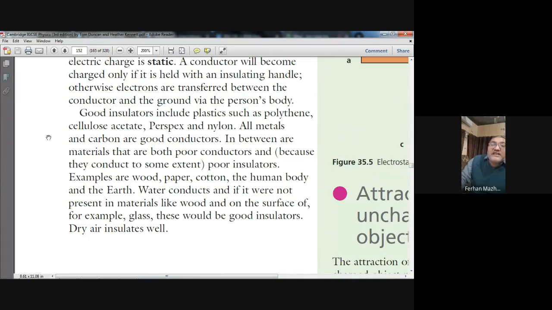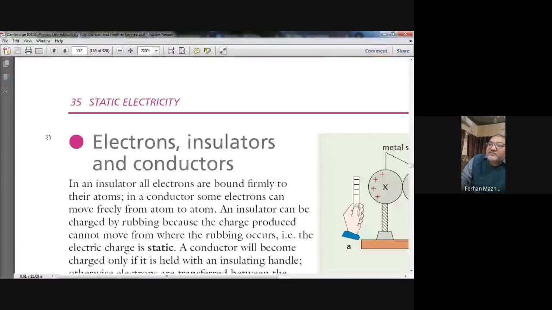In between are materials that are both poor conductors and, because they conduct to some extent, poor insulators. Examples are wood, paper, cotton, the human body, and the earth. Water conducts, and if it were not present in material like wood and on the surface of, for example, glass, these would be good insulators. Dry air insulates well. So we have two kinds of materials, conductors and insulators.